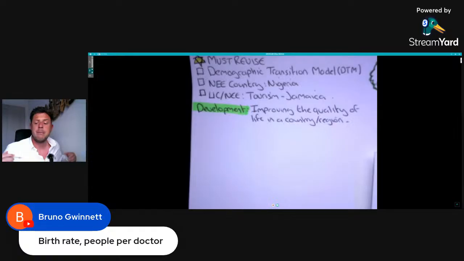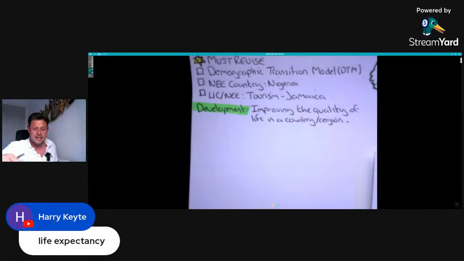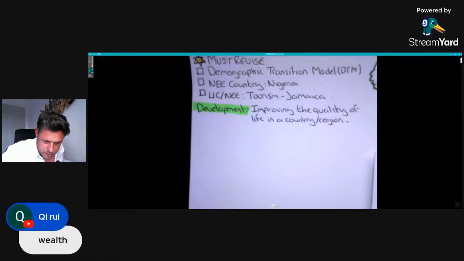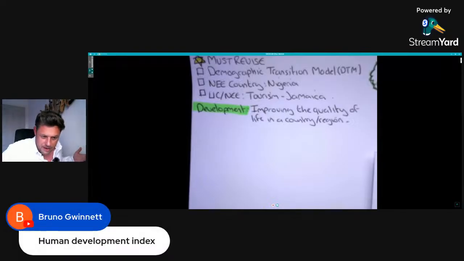People per doctor. How many people there are for every doctor in the country. Good. Life expectancy in years. How long you can expect to live. Well done, QI. And wealth. Yeah, that's GNI. Human Development Index. Superb. Right, so QI's got one. Harry's got one. Bruno's got 3.